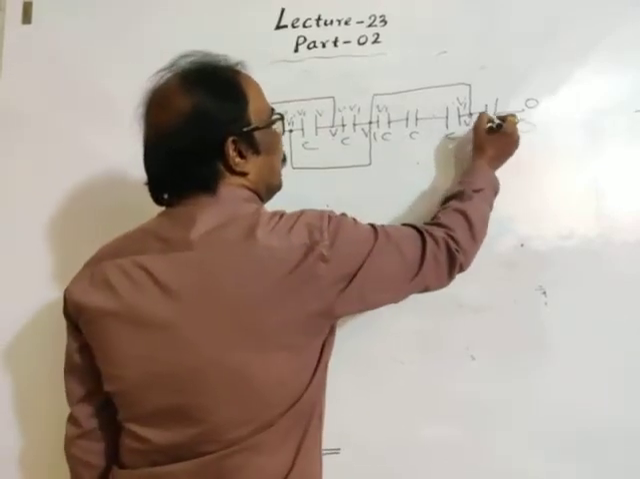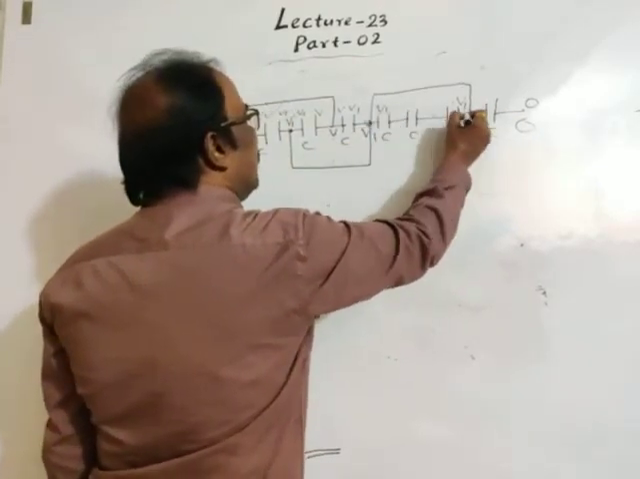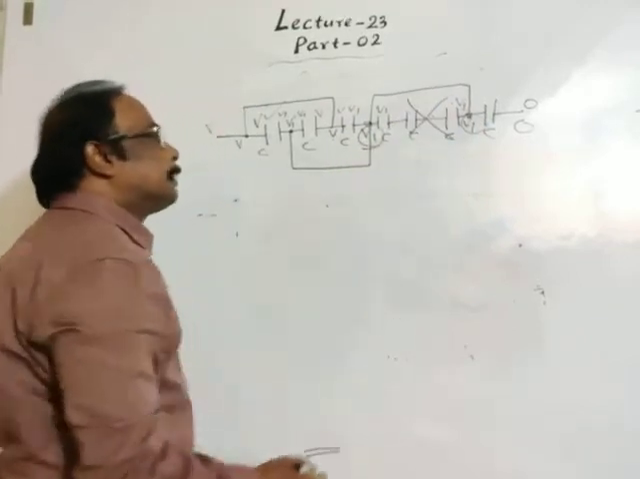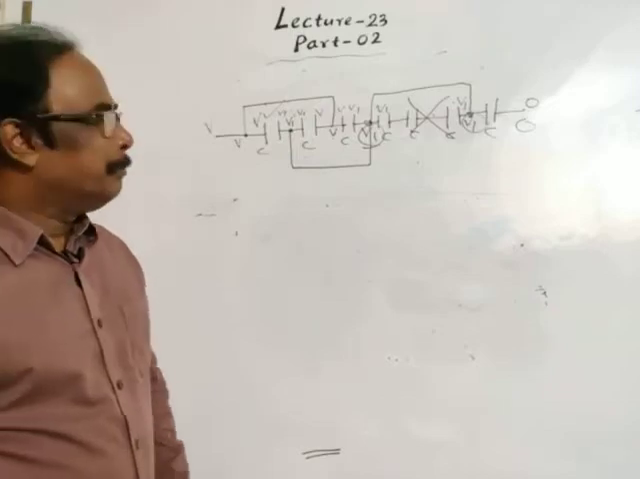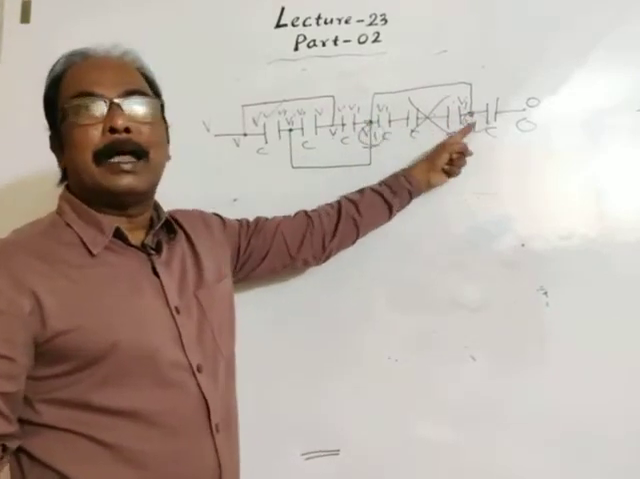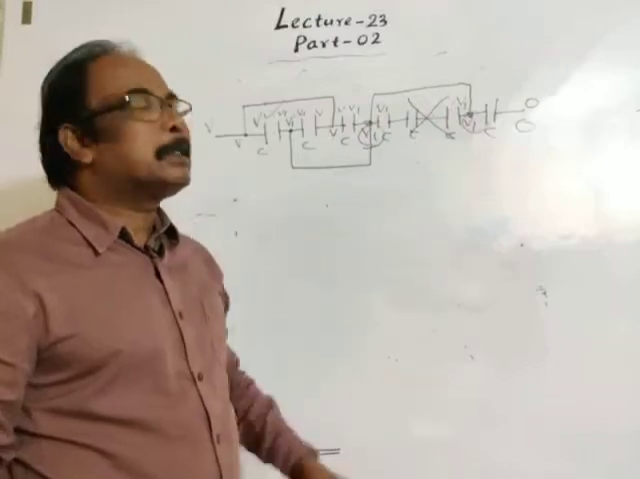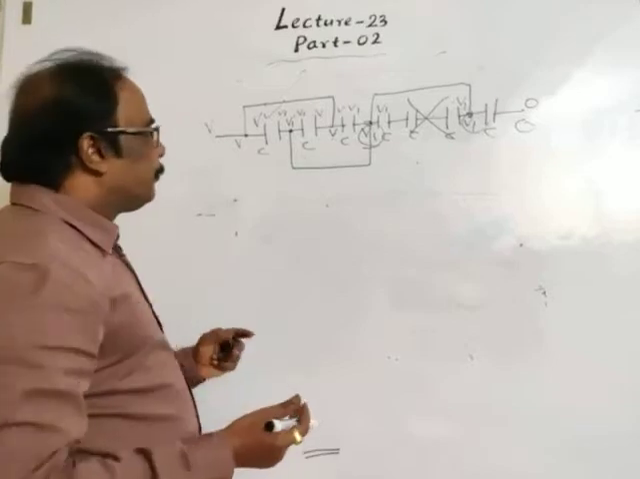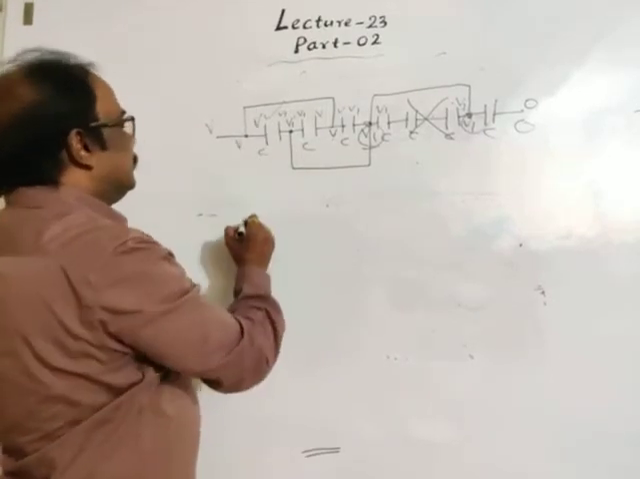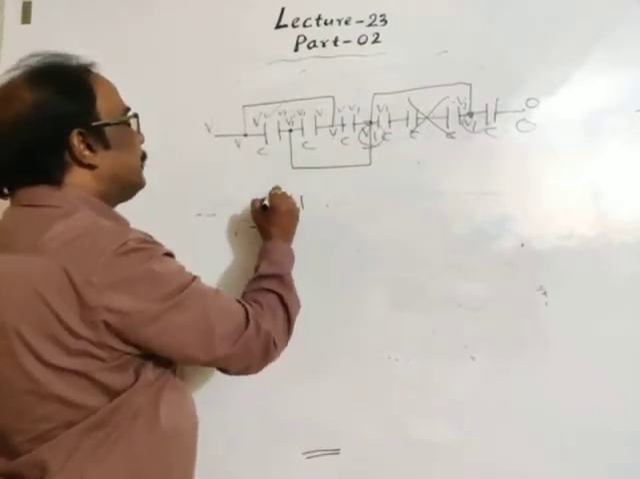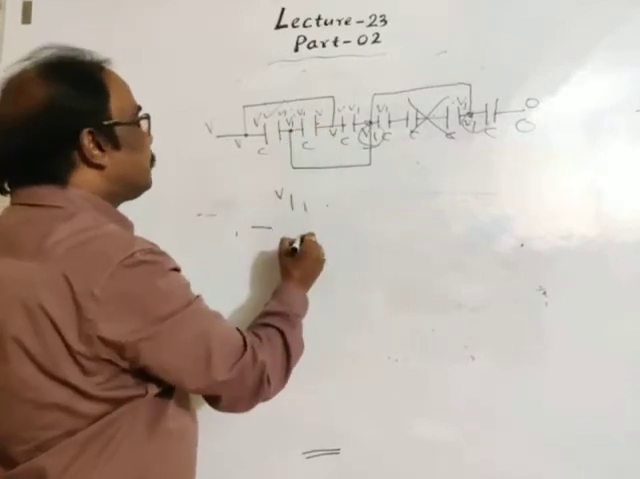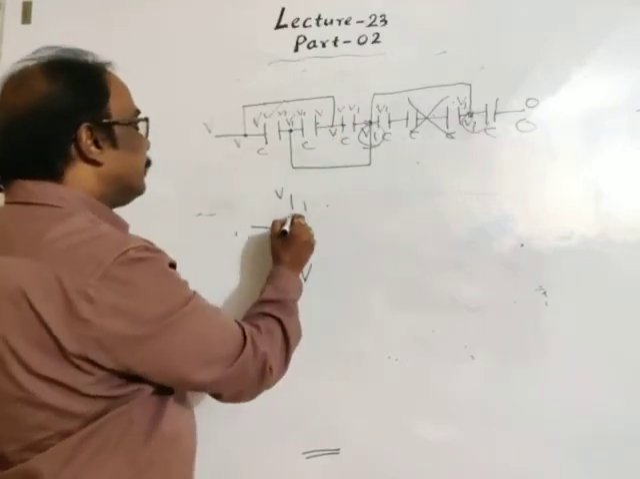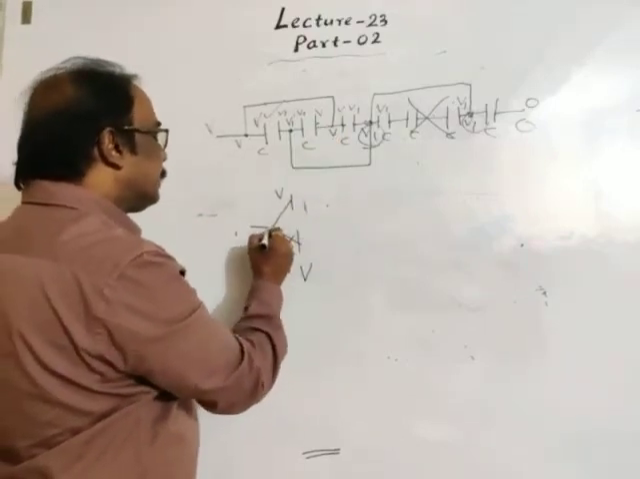See, the final 2 points are at the same potential, V1 and V1. So all these capacitors are not taken into account, because the final ends are at the same potential. Potential difference is 0. Now the potential of this plate is V, this plate is V, this plate is V. Then all these plates are connected to a common point.